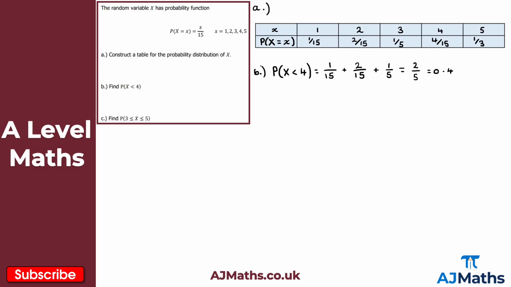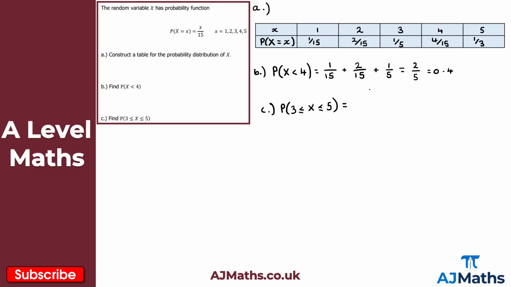Hopefully nice and straightforward. And then for part C, we just want to find another probability here. So we're looking for the probability that x is between 3 and 5, including both 3 and 5. So again, we just refer to the table here for our probability distribution. So what values are we actually looking for here? Well, we're looking for 3, 4, and 5 because we include both 3 and 5. So again, all we need to do is sum those respective probabilities.